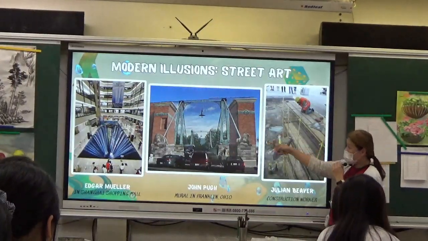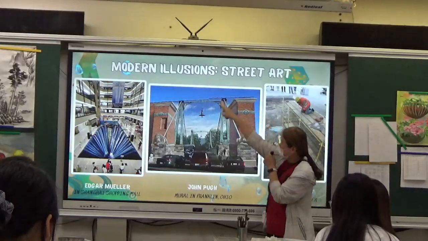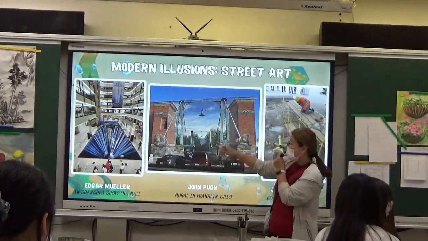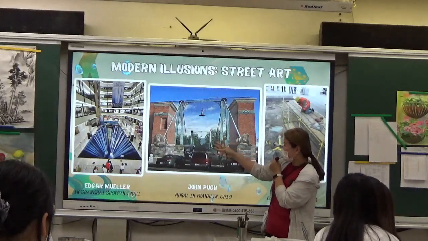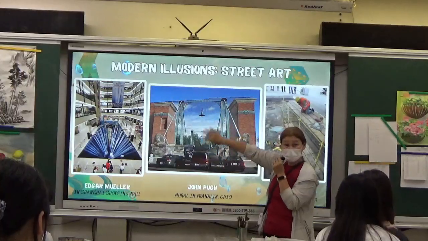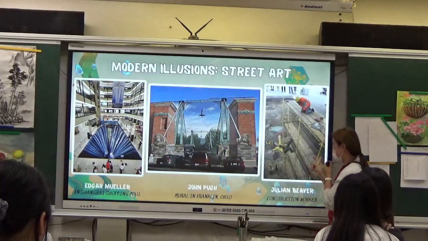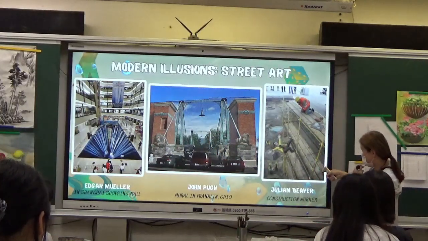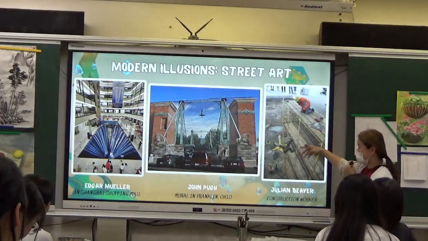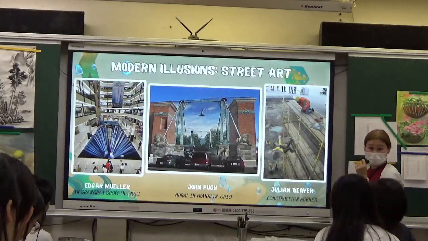And then this one, this whole thing is actually a building. So this is a wall. But then the artist is drawing something. It looks like a bridge, but it's actually a wall. And then this picture is street art. It looks like somebody fell down, but actually it's not.